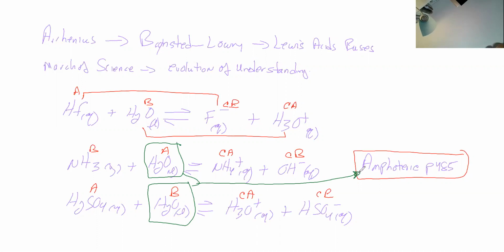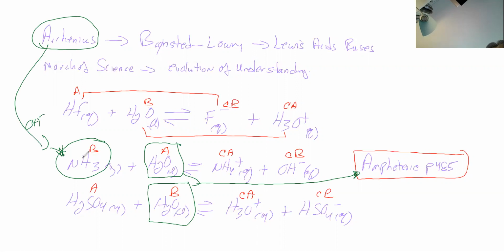And there's a little bit of trivia here for you. This is the main reason why we've abandoned the Arrhenius, because this is a base, but according to Arrhenius, it doesn't contain the OH minus. So this is one of those exceptions that led us to the advancement to the Bronsted-Lowry theory in the early 1900s, less than 100 years ago.